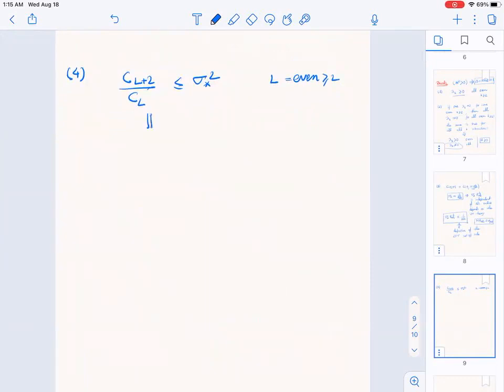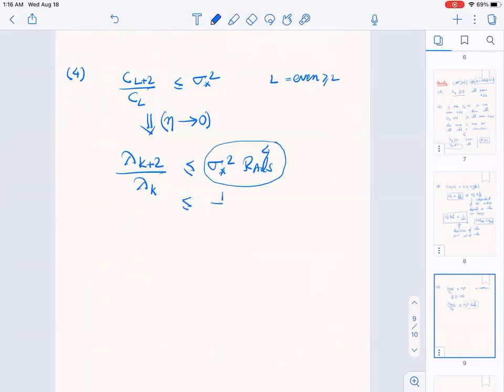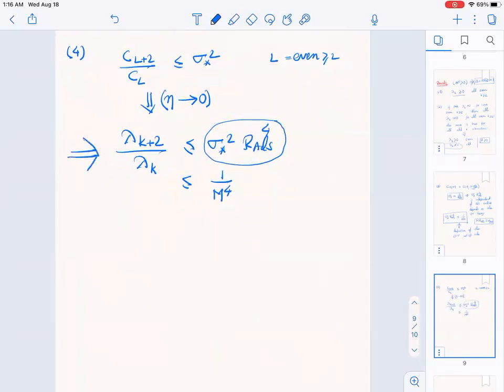We can just compute the left-hand side here. From here, I get the condition that lambda k plus 2 over lambda k. And actually, the strongest bound is obtained when we take eta to be small after taking the large R limit. So that's where you get the strongest bound. We get this particular expression. And if you look at our definition of the cutoff scale, this is just 1 over m to the 4th. So this is the second important bound.